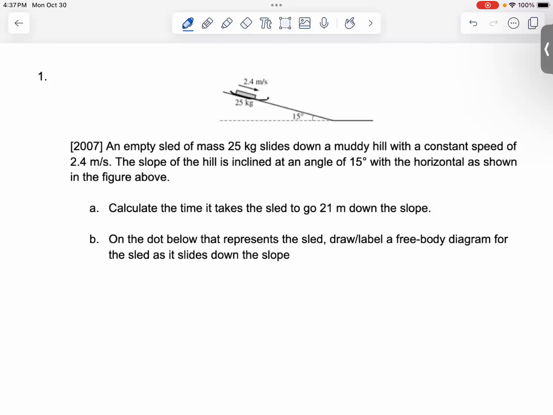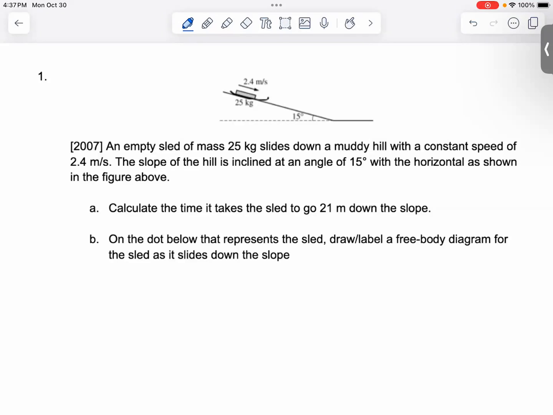Okay, so here we go. Number one, it's a question from the 2007 AP exam. We have a setting here with a sled on a muddy hill. There is friction, with a constant speed of 2.4 meters per second. The slope of the hill is inclined at an angle of 15 degrees with the horizontal, as shown in the figure above. Calculate the time it takes the sled to go 21 meters down the slope.